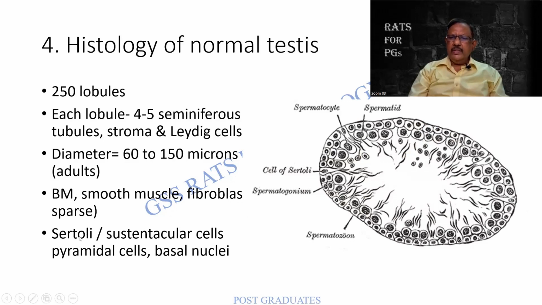Also, there are the Sertoli cells, otherwise called as the sustentacular cells, which are more pyramidal with basal nuclei. And this is a picture of the seminiferous tubule, showing the Sertoli cell over here, and this is the germinal epithelium. My professor used to say, roughly there used to be a ratio of 3:1 for the Sertoli cell.